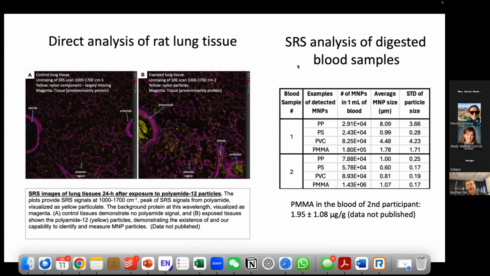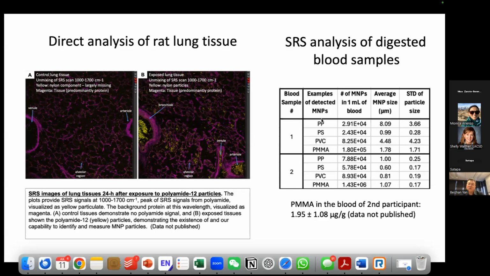But you cannot use that for blood samples, because in the blood, the red blood cells actually eat the plastics and take them inside, and our system cannot work because of the bilayers of fatty acids, which prevent us from detecting what is inside. So we digest the blood samples, and then we use SRS. This is from two donors, both from areas which are close.